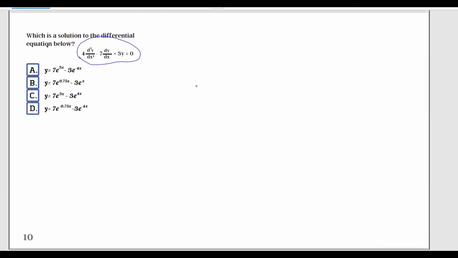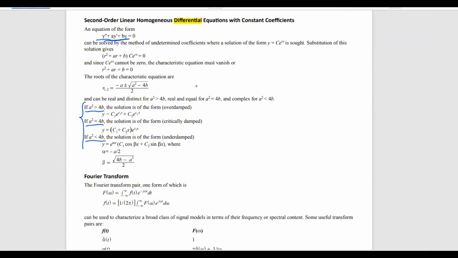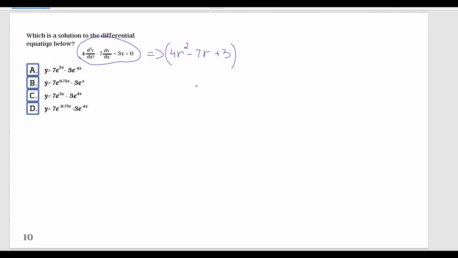So let's do that. So let's write, this is going to be equivalent to 4r squared minus 7r plus 3 equals 0. If I want to be more accurate, multiplied with Ce^(rx) equals 0. And since this cannot be 0, we're going to take this equation and equal it to 0.